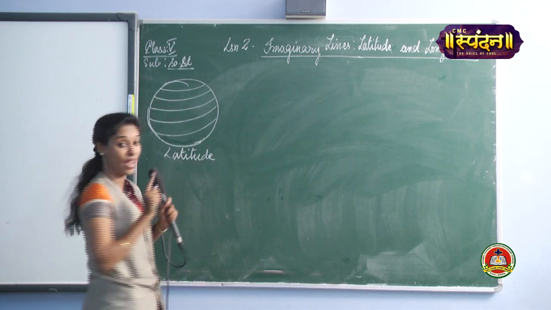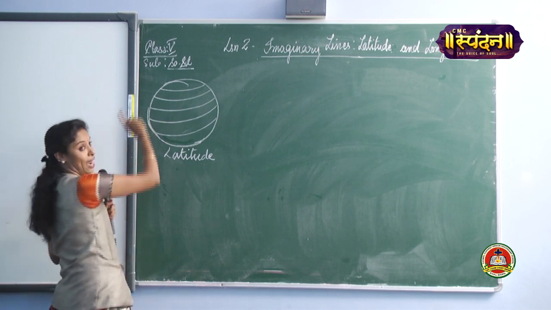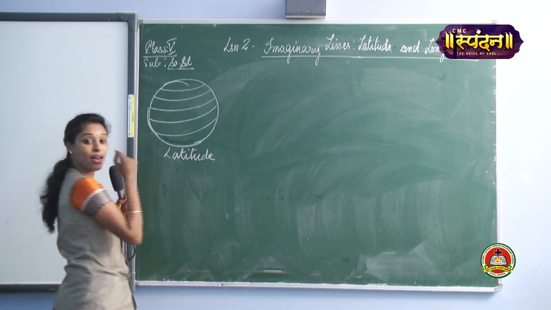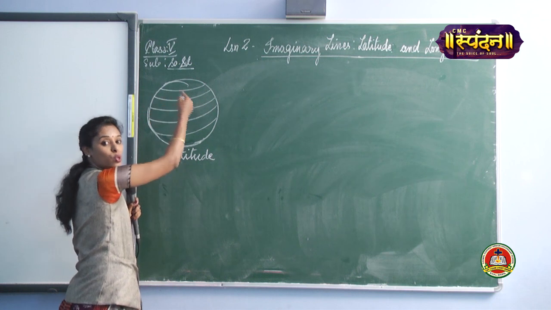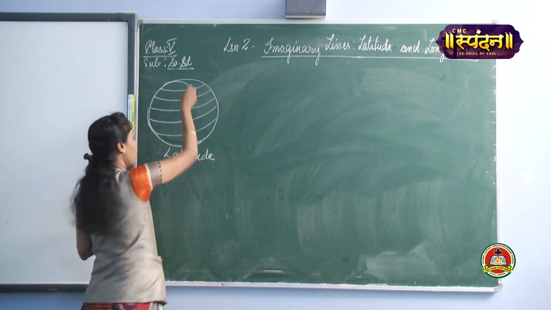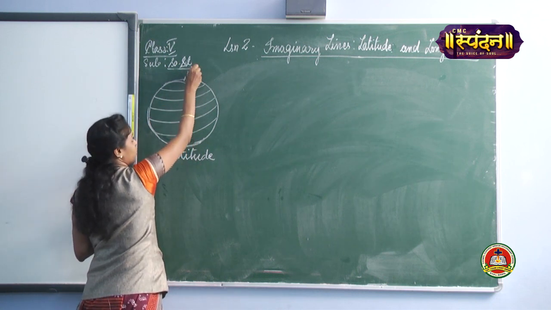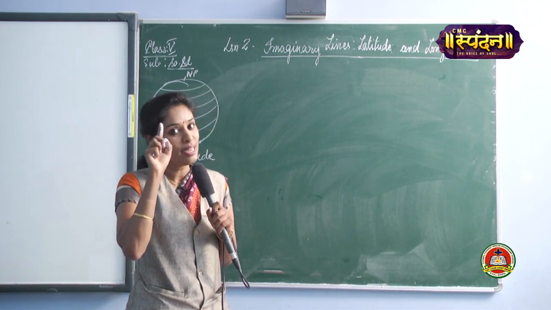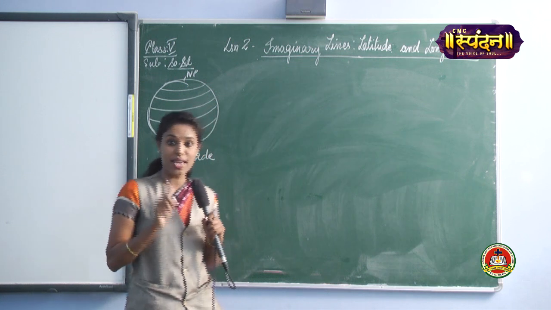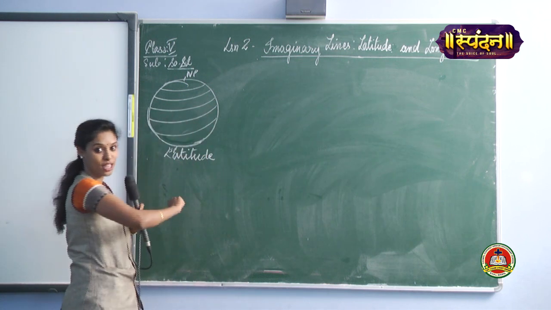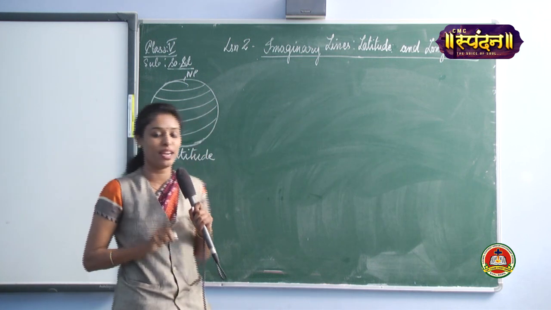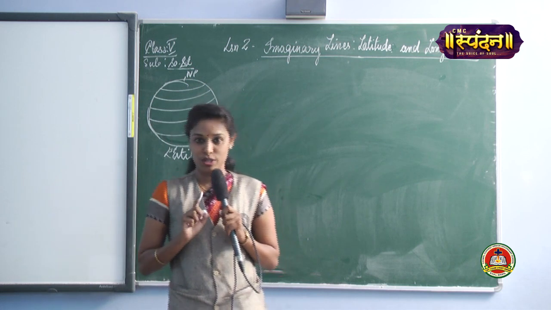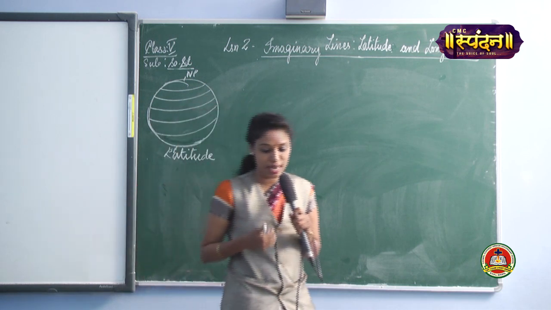In this, again, we had learned regarding the latitudes: as the latitudes move towards the North Pole and South Pole, the length of the latitude decreases, as well as the degrees of the latitudes increase when it moves towards the poles. So I hope latitudes are very much clear.